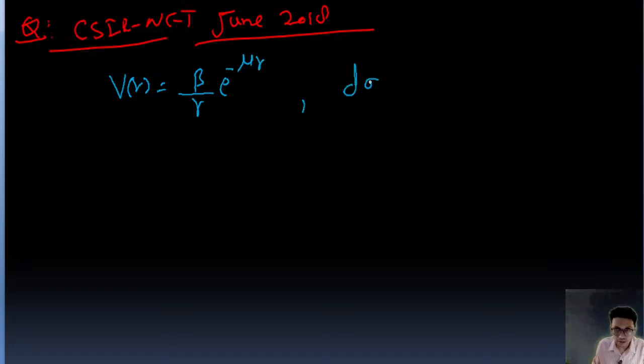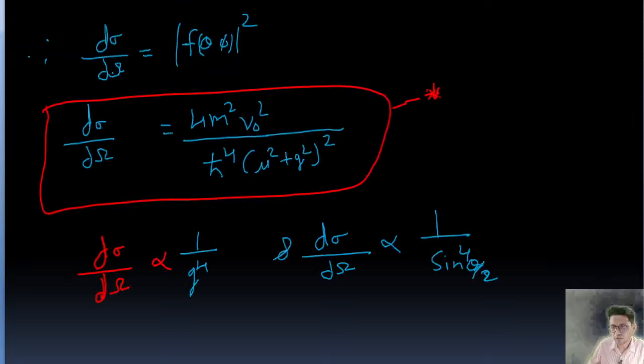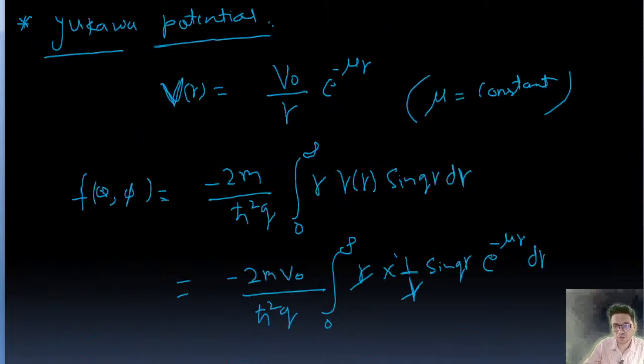Now we have been given V(r) equal to beta upon r e to the power minus mu r, and we have to find d sigma upon d omega, that is the scattering differential cross section, and find what it is proportional to. This is the Yukawa potential, in the form V(r) equal to beta upon r e to the power minus mu r, where beta and mu are constants. Here beta equals V naught, so V(r) equals V naught upon r e to the power minus mu r, where V naught and mu are constants. So this is the Yukawa potential, guys.